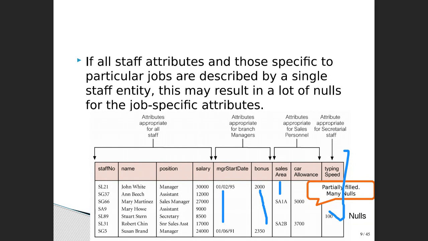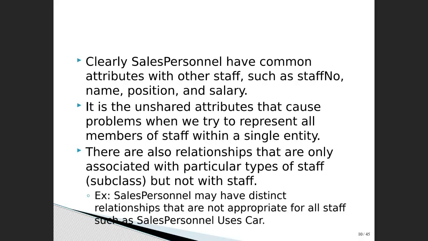In order to prevent this, we can just have the terms superclass and subclass, and we can divide the attribute types. So the shared ones will be within the superclass itself, and the specific ones will be separately divided within the subclasses. How will this be represented? So this is also the same. It says that sales personnel have common attributes.